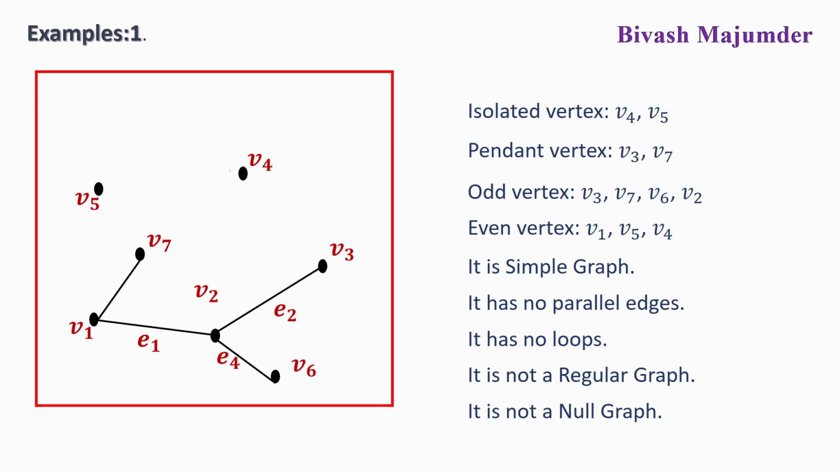It is a simple graph. It has no parallel edges. It has no loops. It is not a regular graph. It is not a null graph.